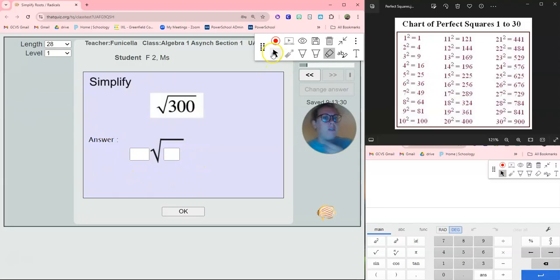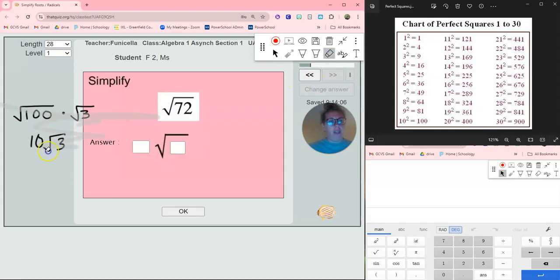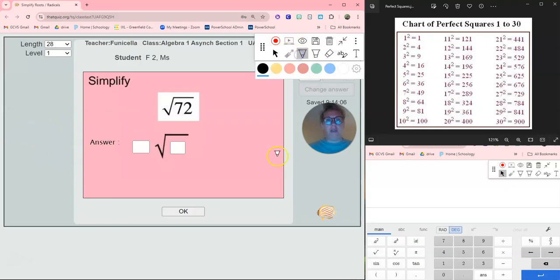The next one is the square root of 300. So 300 is not a perfect square, so we want to find numbers that multiply to 300. I think of 100, which is certainly a perfect square, and 300 is 100 times 3. So the square root of 100 is 10, and then we're left with the square root of 3. So we pulled out a perfect square of 10, and on the inside we still have that root 3.